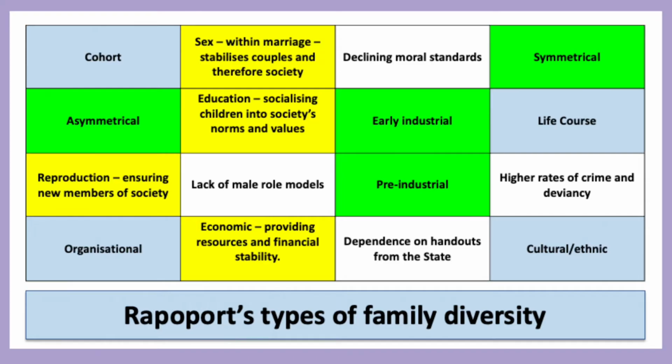So we've got declining moral standards, a lack of male role models, higher rates of crime and deviancy, and dependence on handouts from the state. So what links these 4 remaining boxes? If you need a little bit more time, then pause the video. Have you worked out the link?